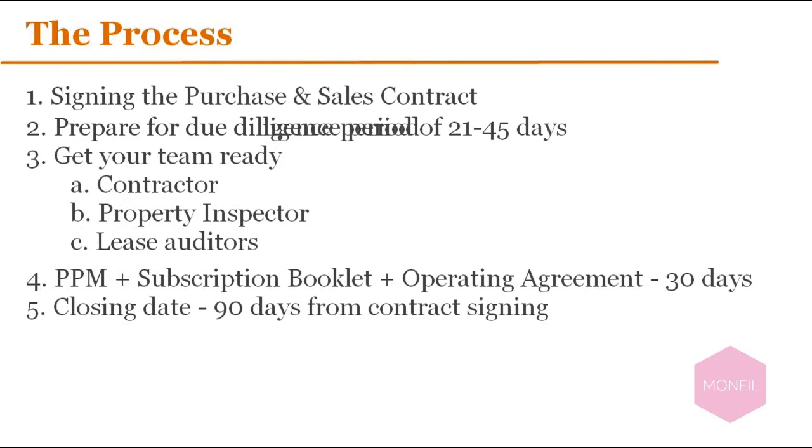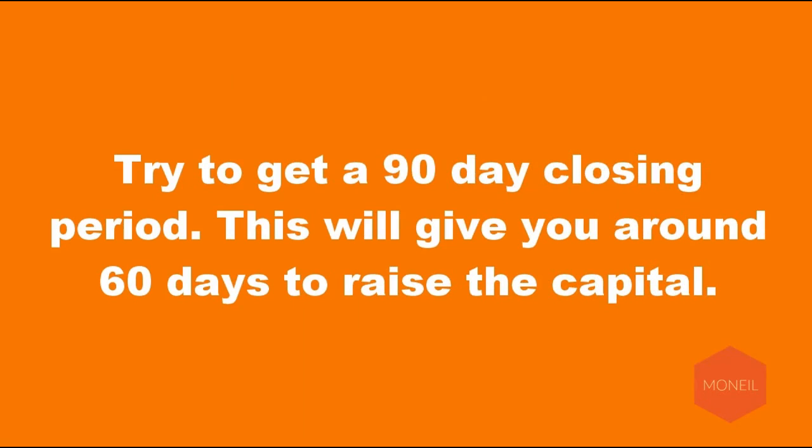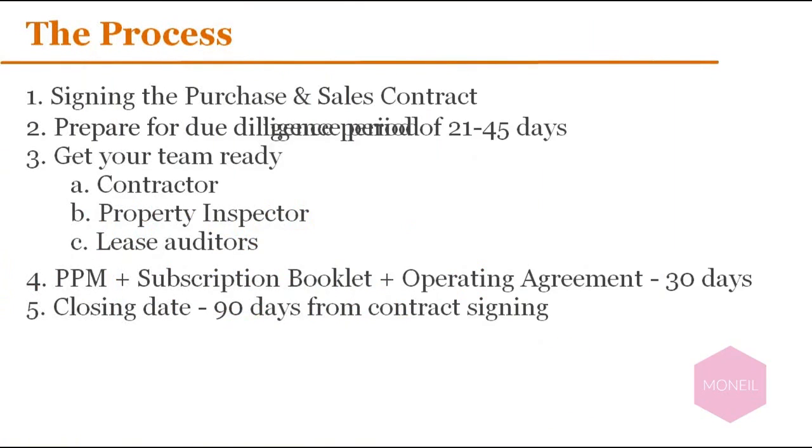Of course, if you get longer time to close, like maybe 90 days from the execution of the contract, that's when you get 2 months to raise the money. And then if you have a 75-day close from the execution of the contract, then you only have 45 days to raise all the money once the PPM is ready. The offering is given to the investors and you're sharing with them, looking at their goals and everything like that.